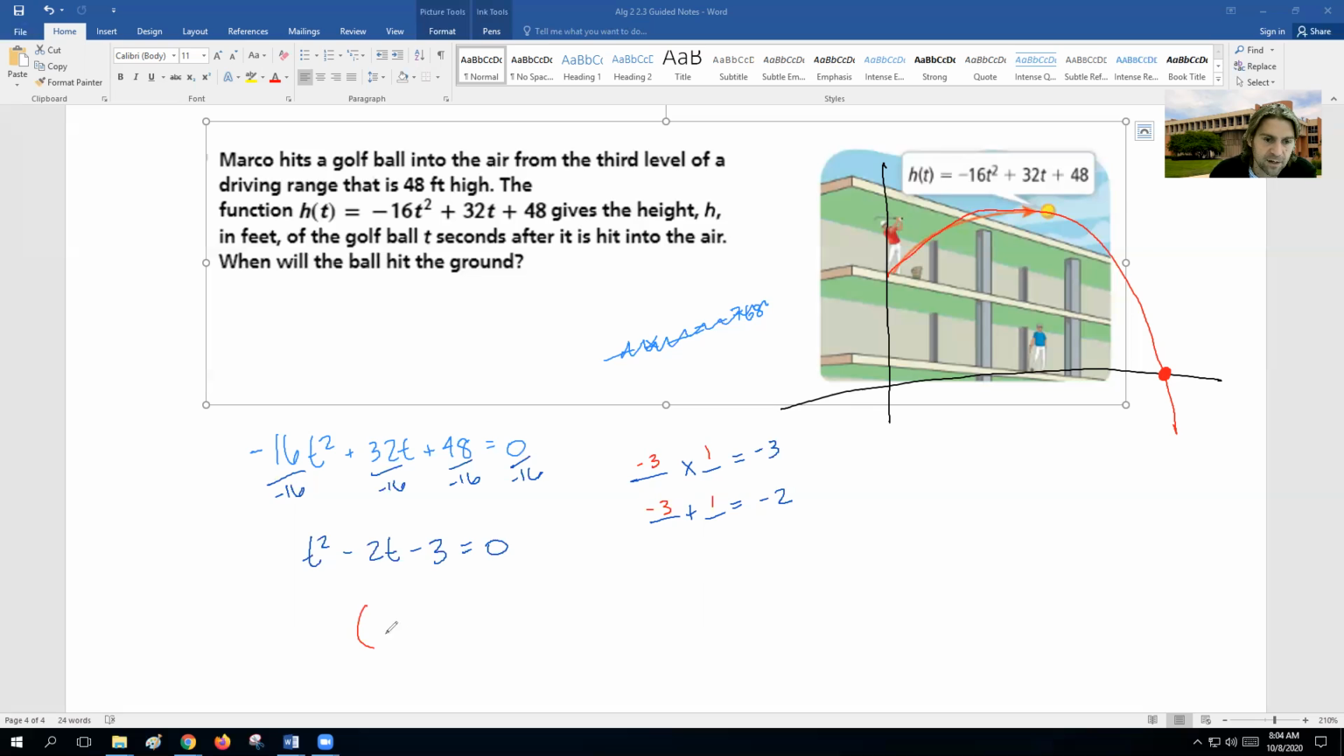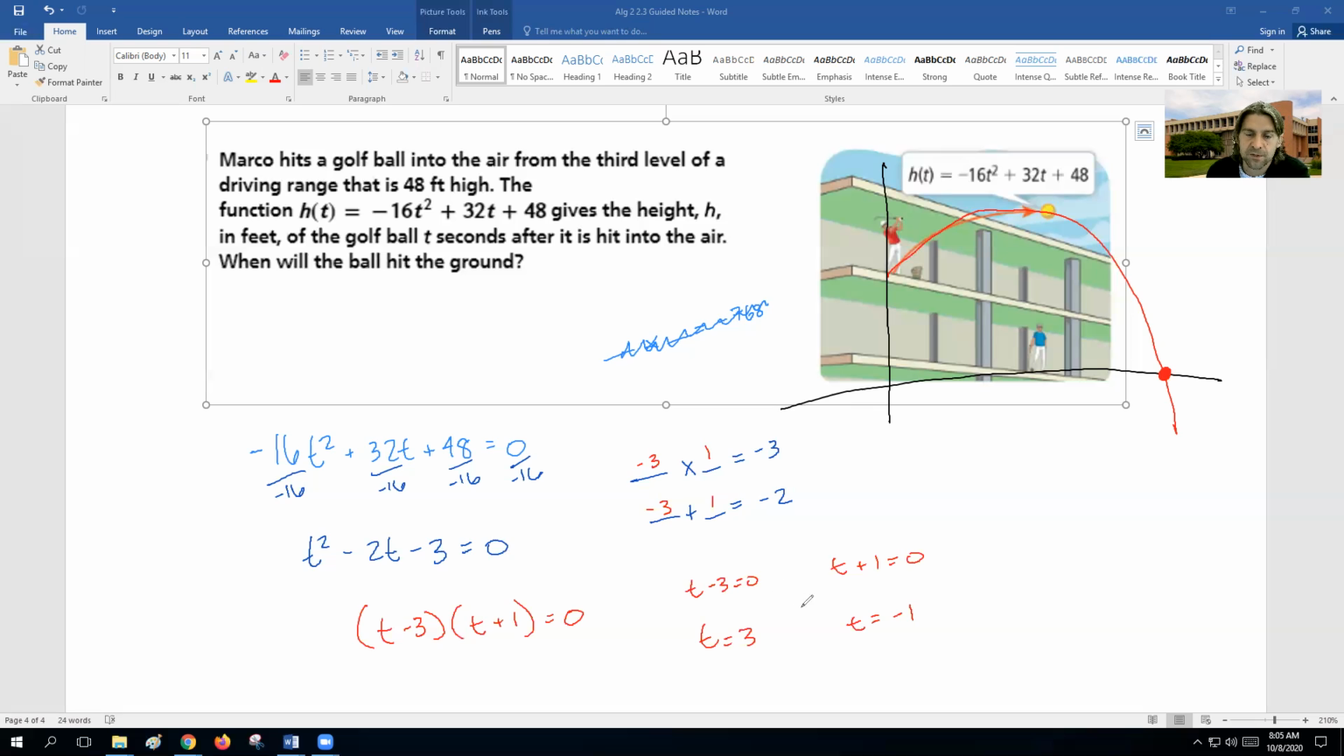And so we'll set it up. We'll have t minus 3 and t plus 1. And the nice thing about this is we don't need to divide by any number because we got rid of that number when we divided at the beginning. So there's just a 1 in front. So we're just going to set each part equal to 0. T minus 3 equals 0 and t plus 1 equals 0. And we get two answers. We get t equals 3 and t equals negative 1.